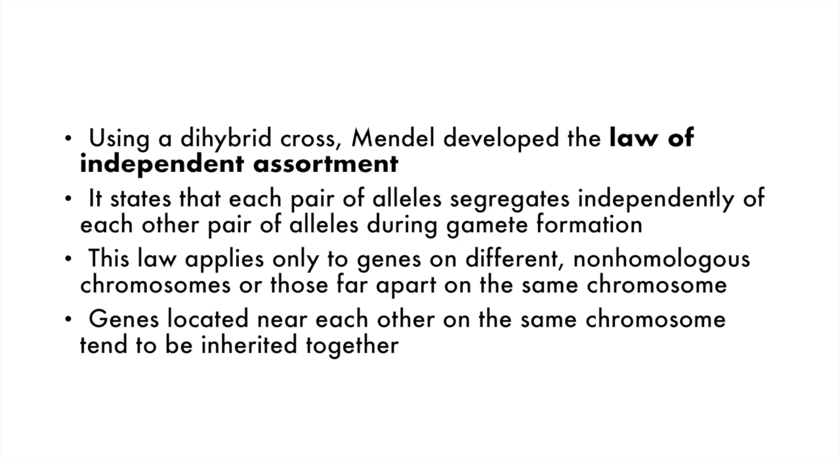Now, we know that this happened for him because those genes were on different chromosomes. So they were not on the same chromosomes, or this phenomenon called linkage would have occurred. And we'll talk more about that in the next chapter. Genes can be physically located on the same chromosome, and they tend to be inherited together more often than not.